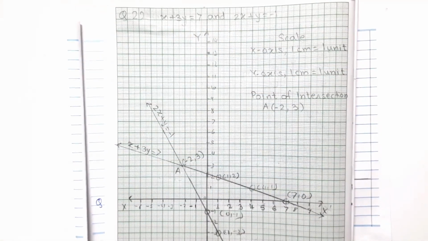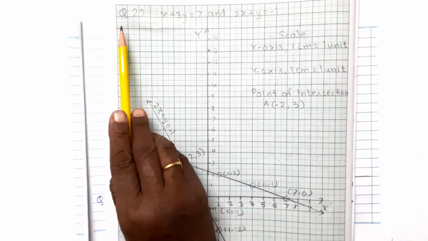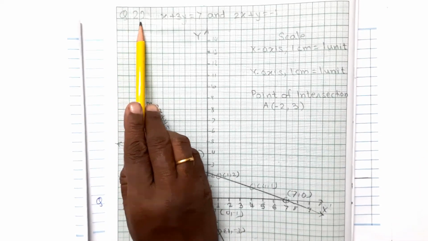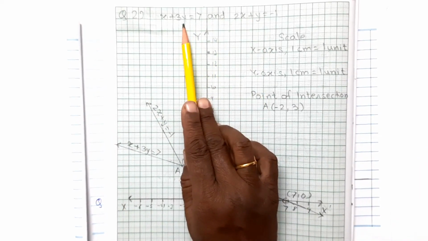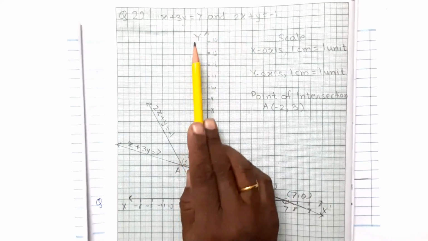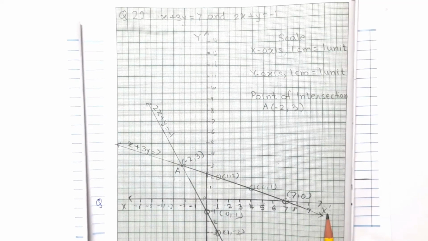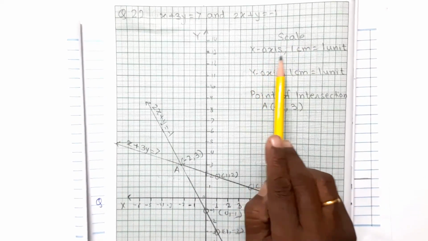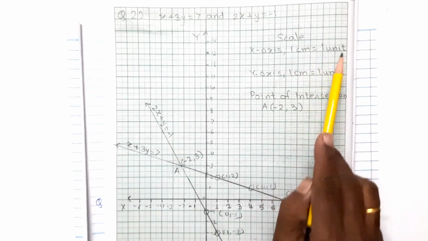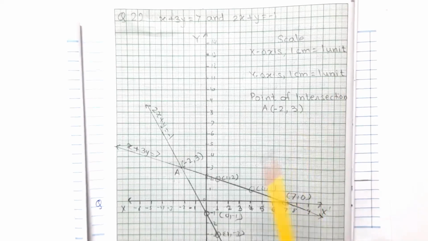Now we will see how to solve the graph problems. First is the question number. Then you have to write the equations that you are drawing the graph for, these two equations. This is y dash, x dash. You have to write the scale. X axis: 1 centimeter is equal to 1 unit. Y axis: 1 centimeter is equal to 1 unit.